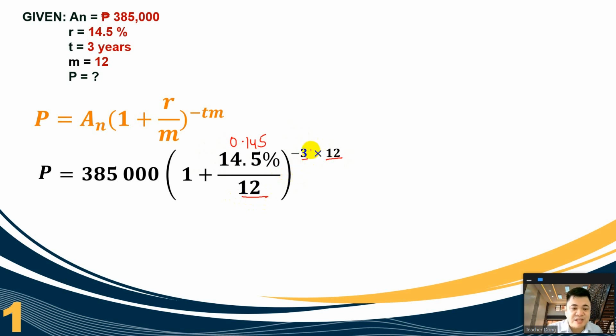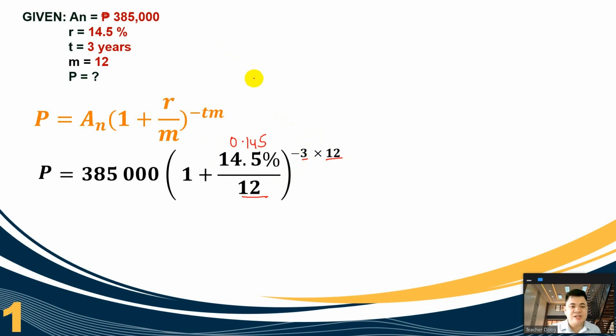If the time is not in years, of course, you have to use the ordinary period. For months, we have M over 12. And for days, we have D over 360 for ordinary interest. Now, we can solve it.